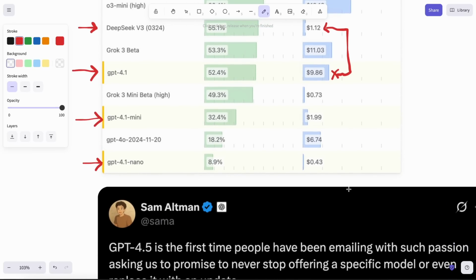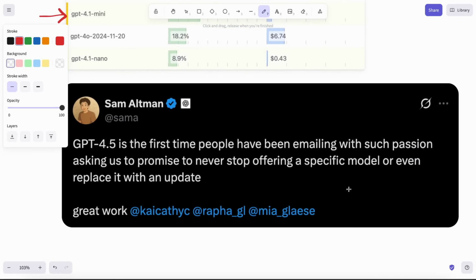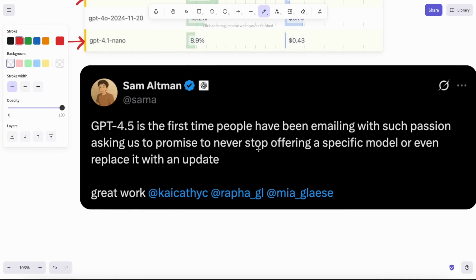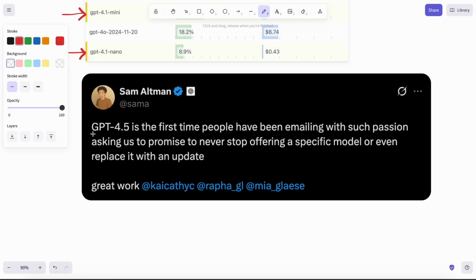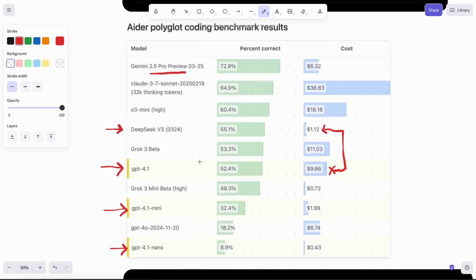One thing that I also found super funny is that GPT 4.5, which I don't know why it existed, has been deprecated and will be removed in July. This is quite funny because Sam Altman had tweeted about the model, saying that people have been telling him that he shouldn't remove the model ever, and now here we are.